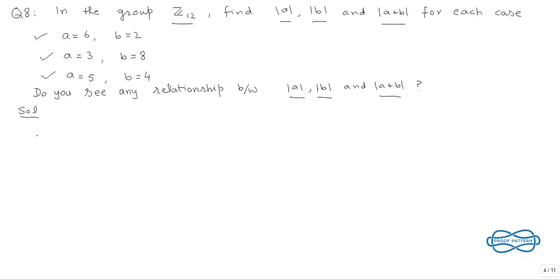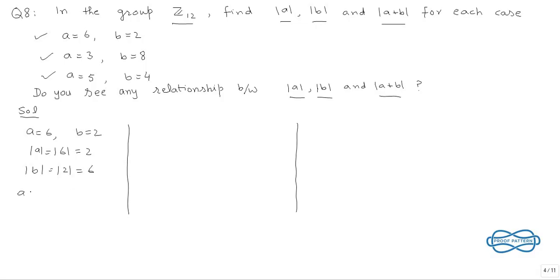We start the solution. Case 1, when a is equal to 6 and b is equal to 2. Clearly, if we add 6 twice, we will get a number congruent to 0. Therefore, the order of a, which is the order of 6, is 2, because the group is under addition modulo 12. Order means we have to add the element repeatedly until we get something congruent to 0. Similarly, the order of b, which is the order of 2: if we add 2 six times, we will get 0. So the order of 2 is 6.